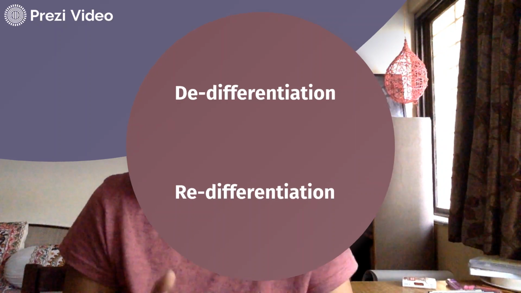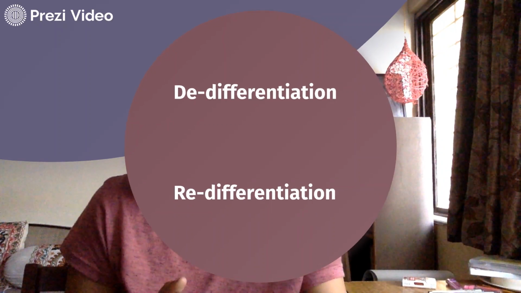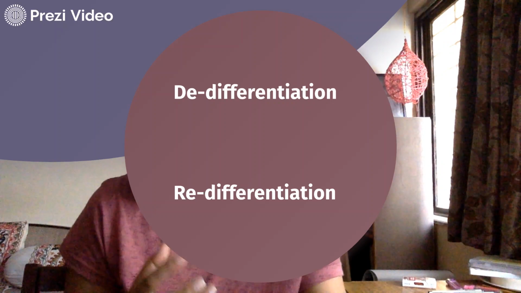So for any cell of the plant to be totipotent, the first thing it will need to do is dedifferentiate from its original specialized state to an embryonic cell, and then again get redifferentiated to form the entire plant.